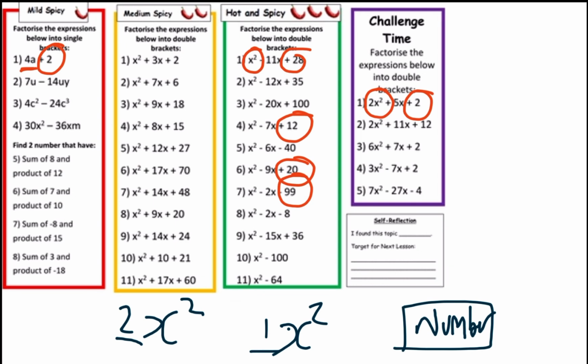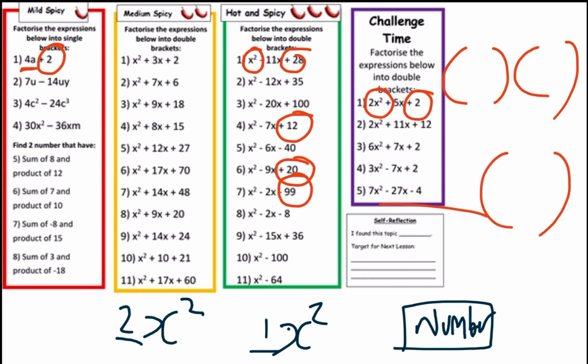If it has an x squared term and a number term, then we know it's a double bracket question. If it's missing one of the two, an x squared term, a number, or both, then it is a single bracket factorizing. That's the first step. If you do that, 50% of the problem has been solved. So let's pick out a question.